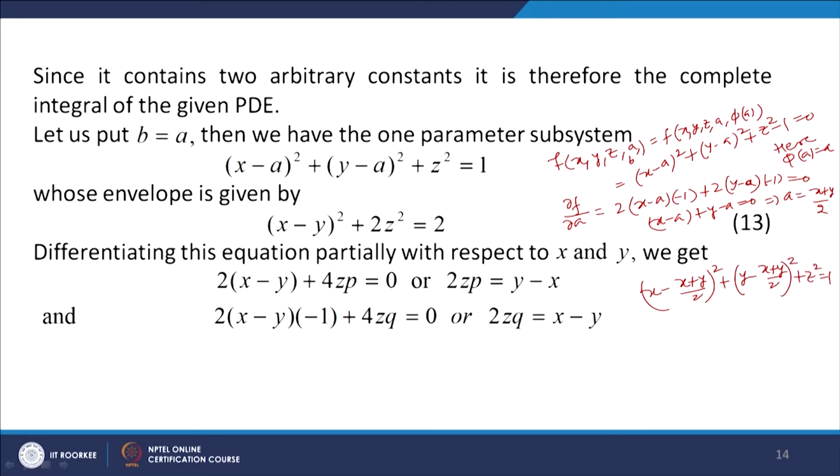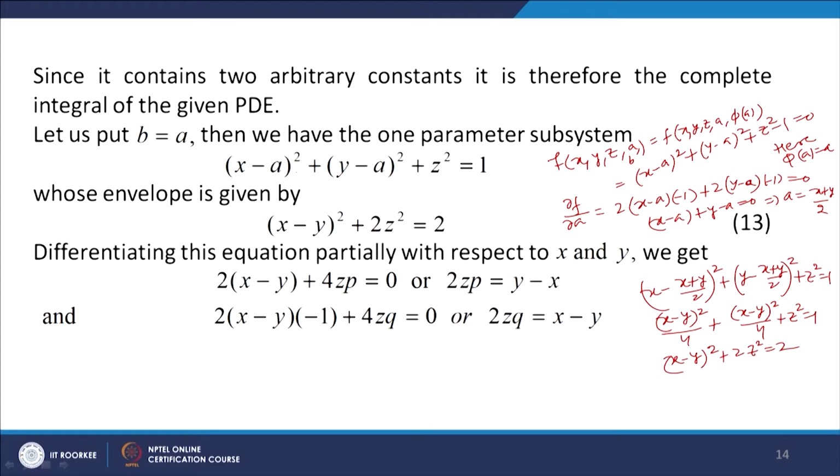What does it give? 2x minus x minus y, so x minus y whole square by 4, plus 2y minus x minus y, so y minus x whole square by 4. So again I can write x minus y whole square by 4 plus z square equal to 1, and this is x minus y whole square by 2 plus 2z square equal to 2. So this is the envelope of the one parameter subsystem.